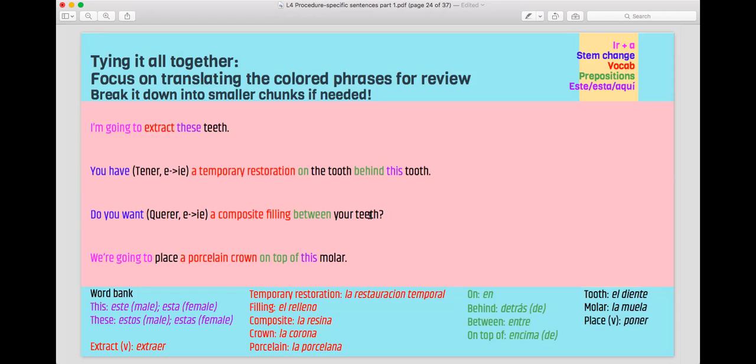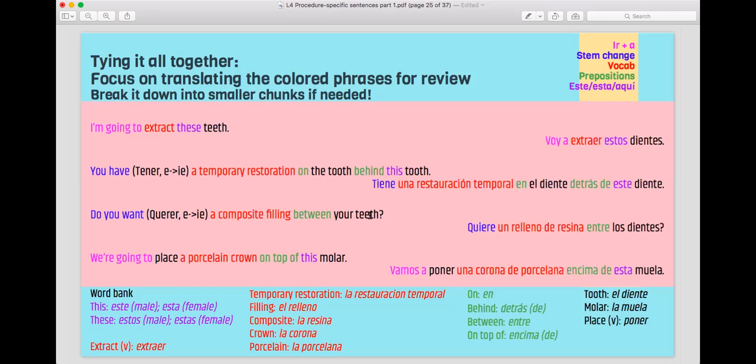So anytime you want to say something is a material made of something else, you would say crown of gold. You could say crown of porcelain, filling of amalgam, filling of composite. So it would be the relleno de resina. And resina is resin or composite. Other than that, yeah, you got it pretty good. I hope that makes sense to you guys.